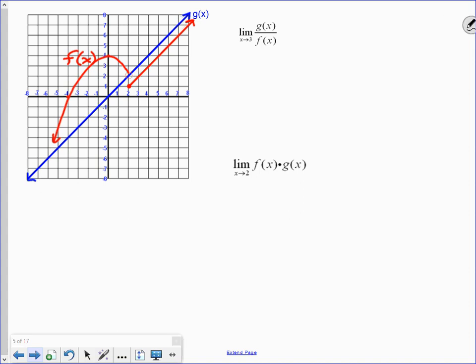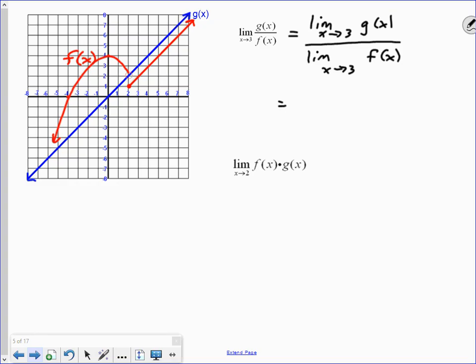Using the limit laws, we can think of this as the limit as x tends to 3 of g at x divided by the limit as x tends to 3 of f at x. And then we can evaluate these limits individually using the graph.